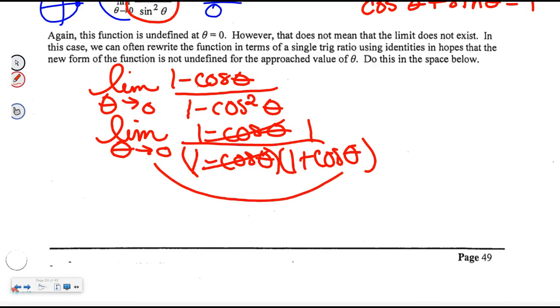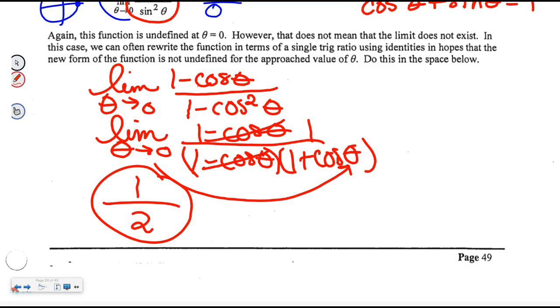And when I re-plug it in, 100% sure, what's cosine 0? Because it'll throw the whole thing off. 1. Yep, so this would be 1 over 1 plus 1. All right, so what does that mean? So I got a limit of a half. Well, what does that mean? Because algebraically I came up with that limit, but what does it mean on the graph of the function? There's a hole in the graph.